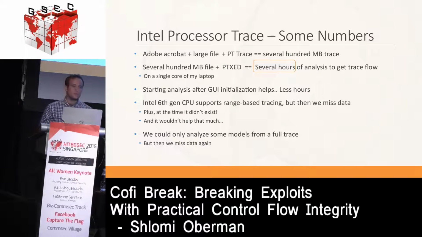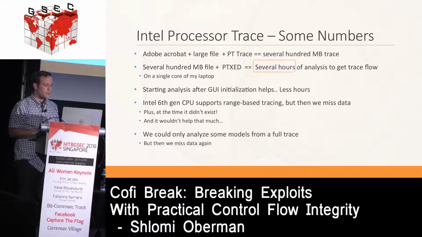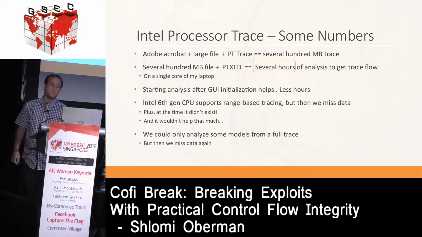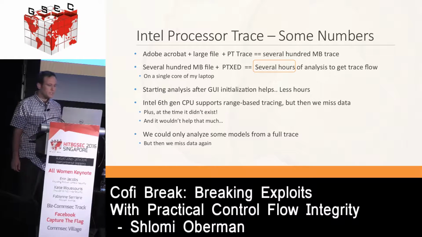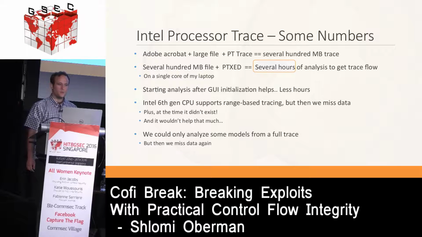Okay. Now some numbers. Obviously, PTXED is not robust enough to analyze a real application, which is multi-threaded and has a non-static memory map, but we want to know if it's fast enough. So take Adobe Acrobat, any version, and a large PDF file, and trace the parsing of that file. Several hundred megabyte trace, which doesn't sound so bad. Unfortunately, run PTXED on this file, and you get to several hours of analysis. I say several hours, it might be days. I've never actually seen this finish. I never tried, because obviously several hours is not very practical.